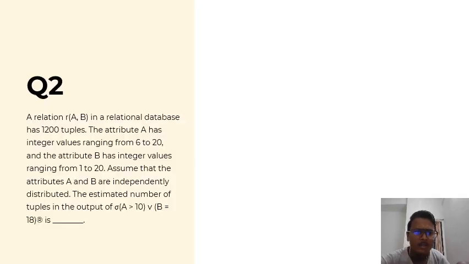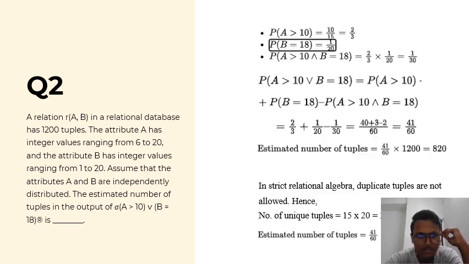Now, a relation R in a relational database has 120 tuples. The attribute A has an integer value ranging from 6 to 20, and the attribute B has an integer value ranging from 1 to 20. Assume that the attributes A and B are independently distributed. What is the estimated number of tuples in the outcome? So here is the explanation.